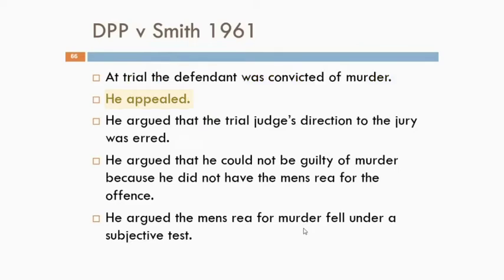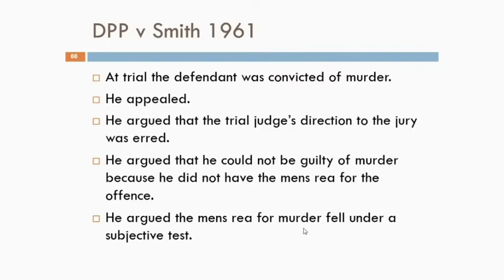He appealed, and first his appeal went to the Court of Appeal. What was his argument? He argued that the trial judge's direction to the jury was wrong. He argued that he could not be guilty of murder because he did not have the mens rea for the offence. Remember, the mens rea for murder is the intention to kill or to cause really serious harm.